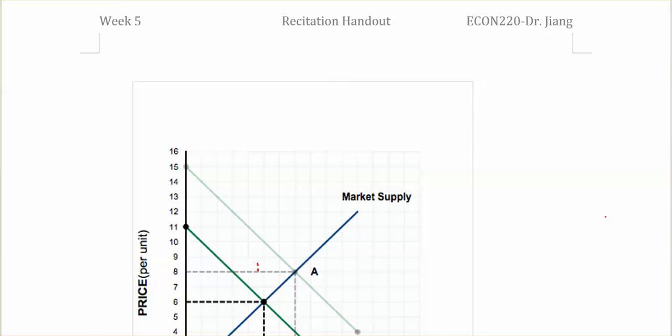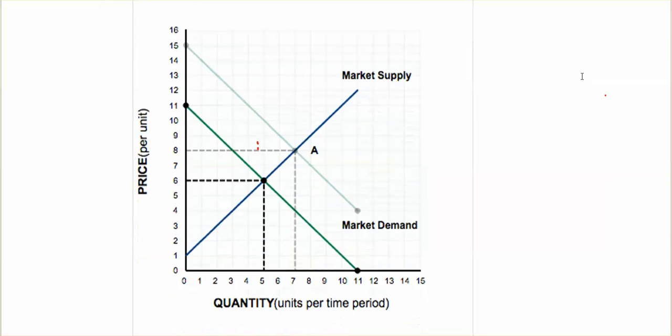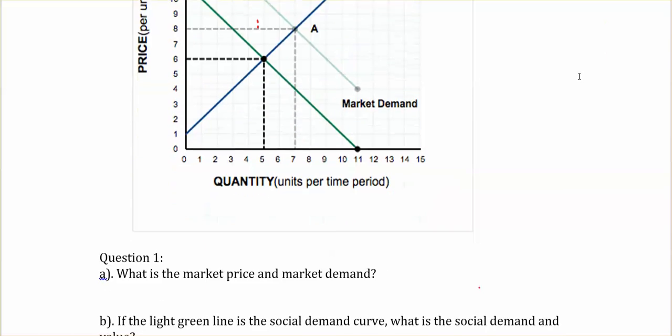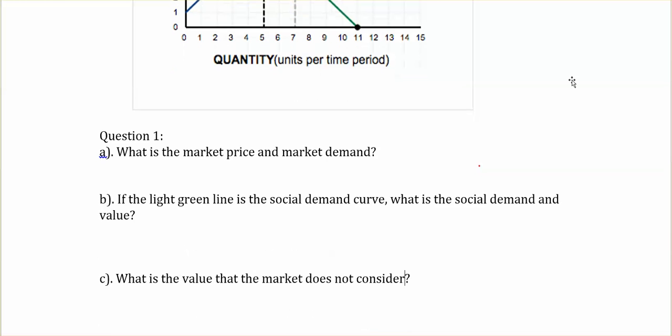In this homework assignment, we are focusing on one specific market failure called externality. First, let's look at question number 1. Look at this diagram, the supply-demand curve diagram, and answer the following 3 questions. What is market price and market demand? If the light green line is the social demand curve, what is social demand and value? And what is the value that the market does not consider?